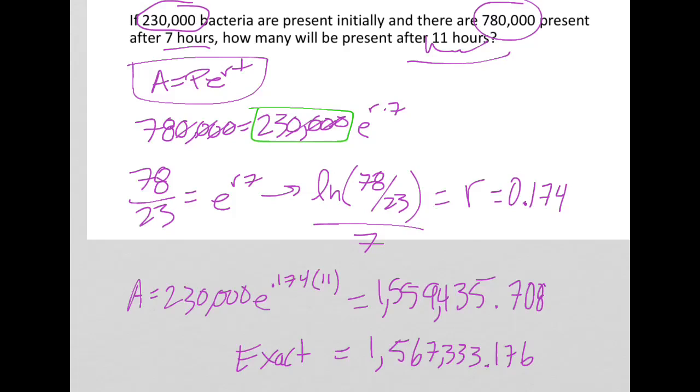1,559,435, and then some decimals that don't really mean much to us. If you round it to 0.174, but if you store that value and find an exact answer, you get 1,567,333. So you see, we have underestimated the population by almost 10,000 when we rounded it to 3 decimal places. That is, again, because exponential functions grow super quickly. That's their nature. That's what they do. So be careful and store your variables when possible.